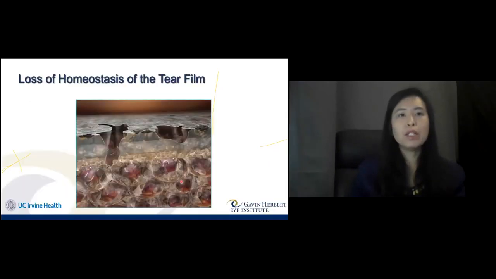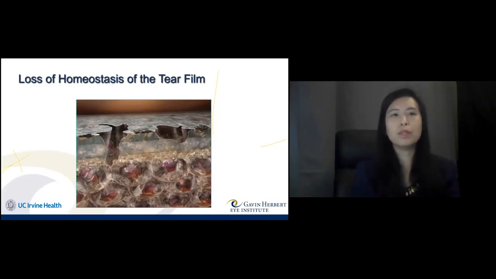But no matter what problem occurs to lead to this, the loss of homeostasis of the tear film is that inciting incident that defines dry eye. So it could be because you're missing some of the lipid layer, and so then the aqueous layer is exposed, or you don't have enough of the aqueous layer and it evaporated. And then these epithelial cells of the cornea are just exposed to air.